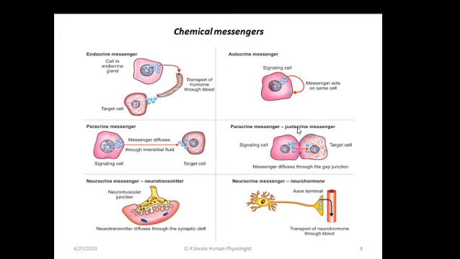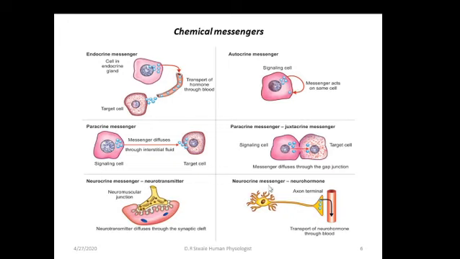That is called juxtacrine messengers, and they are linked by gap junction. So the molecule diffuses through the gap junction and it affects the target cell. Okay, and then we have neurocrine messenger, an example of neurotransmitter. This one we are very conversant with, for example, at the neuromuscular junction.